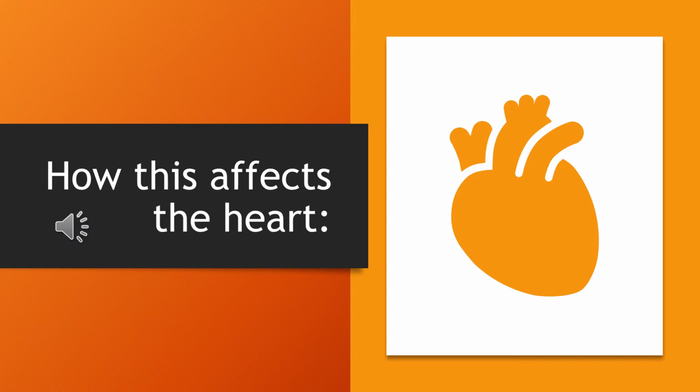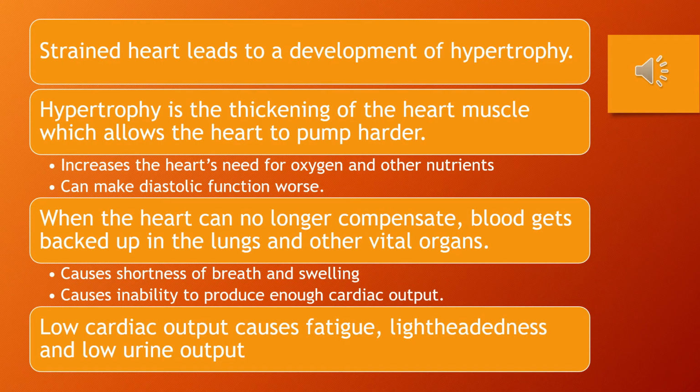After all these changes are made throughout the body, how will the heart react and how is the heart affected? Over time, the heart will be strained, which will lead to the development of hypertrophy. Hypertrophy is the thickening of a heart muscle and will allow the heart to pump harder. This will increase the heart's need for oxygen and other nutrients. It can make diastolic function worse by damaging the ability of the heart to relax properly, which will limit the heart's ability to fill with blood and further decrease cardiac output in a positive feedback loop.